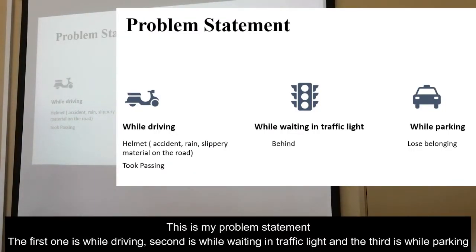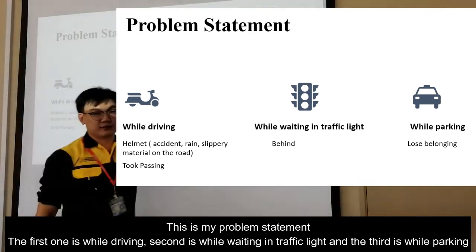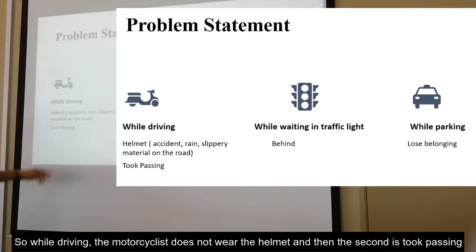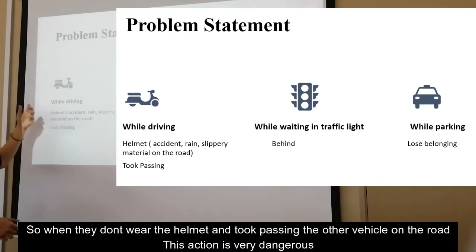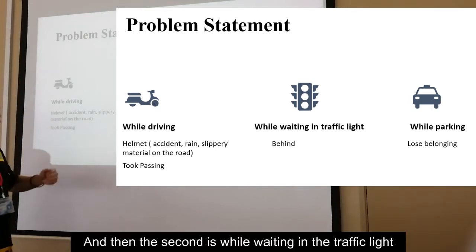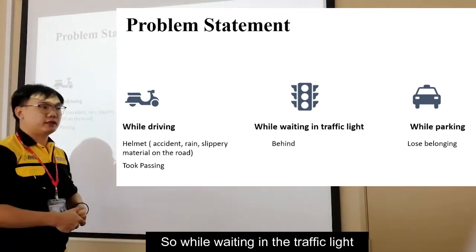So this is my problem statement. The first one is while driving, the second is while waiting at the traffic light, and the third one is while parking. So while driving, what is the problem? The problem is that motorcyclists do not wear the helmet, and the second is two passing. When they do not wear the helmet and pass the other vehicles, this is very dangerous. And the second one is while waiting at the traffic light.